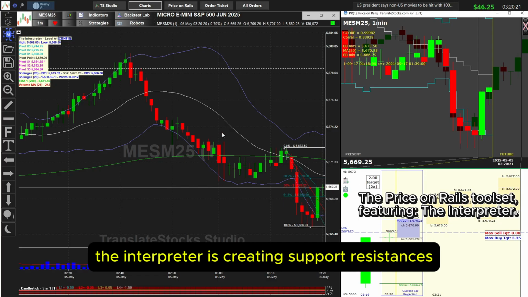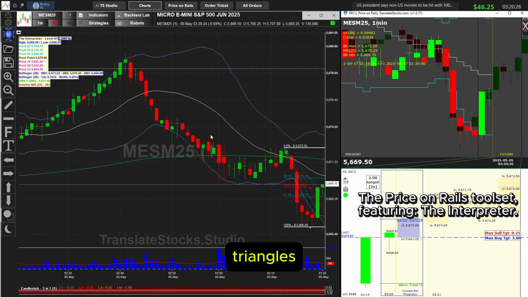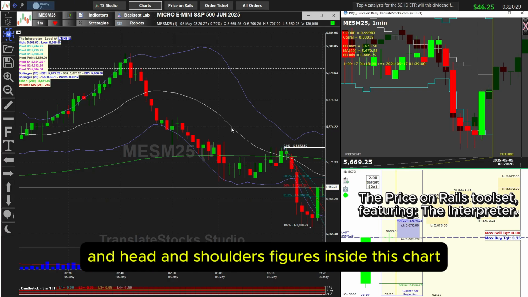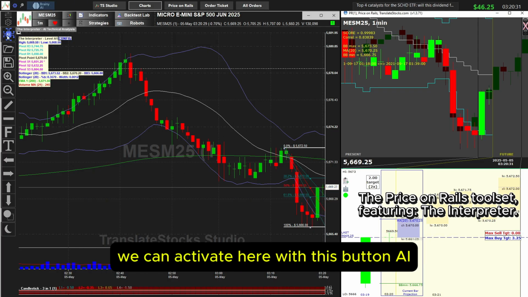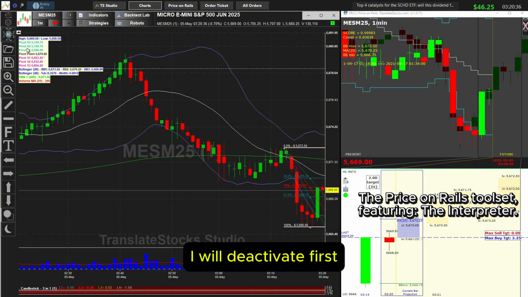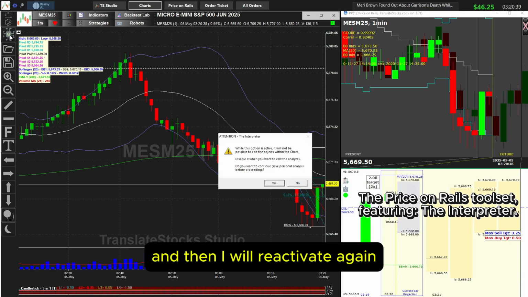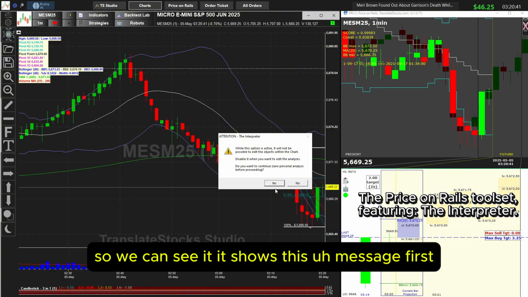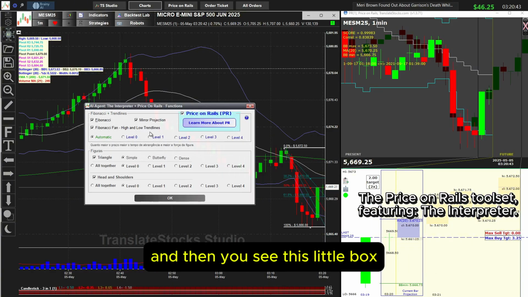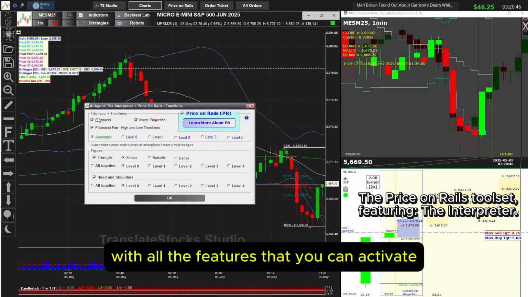The interpreter is creating supports, resistances, triangles, and head and shoulders figures inside this chart. We can activate it here with this AI button. I will deactivate first, and then I will reactivate again so we can see it. It shows this message first, and then you see this little box with all the features that you can activate.